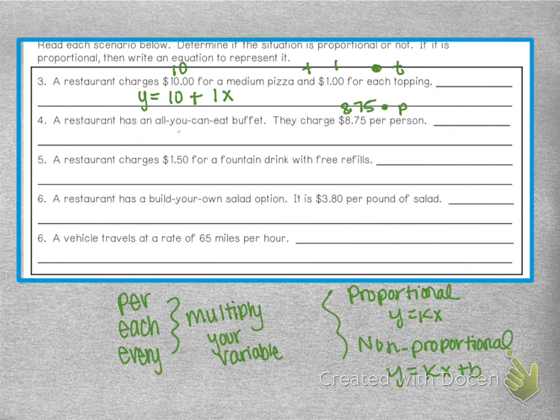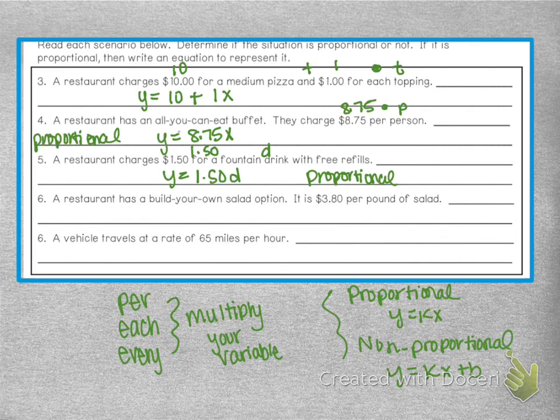So we don't see an "and" here. It doesn't have an initial fee. So this one is just saying y equals $8.75x, which means proportional. Okay, I want you to try number 5. Press play when you have finished.